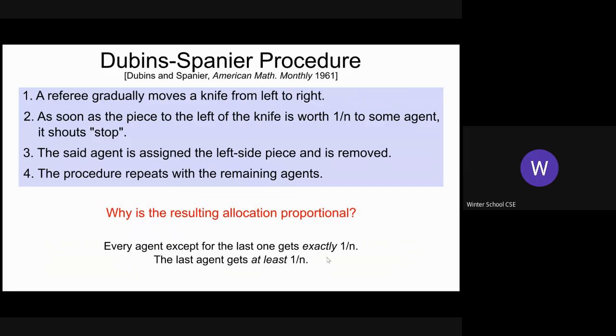So if there are 3 people, everyone has to shout when their 1/3 value is reached. You shout when your value is exactly 1 over n, not at least 1 over n. As soon as it reaches 1 over n, you raise your hand, right? That's important. You don't want to wait. The knife would have passed your preference point and you might be left with nothing, right? So as soon as it reaches 1 over n, you raise your hand.